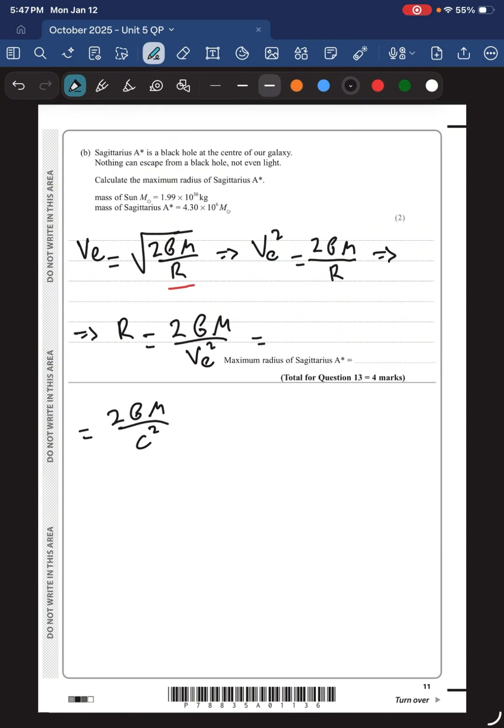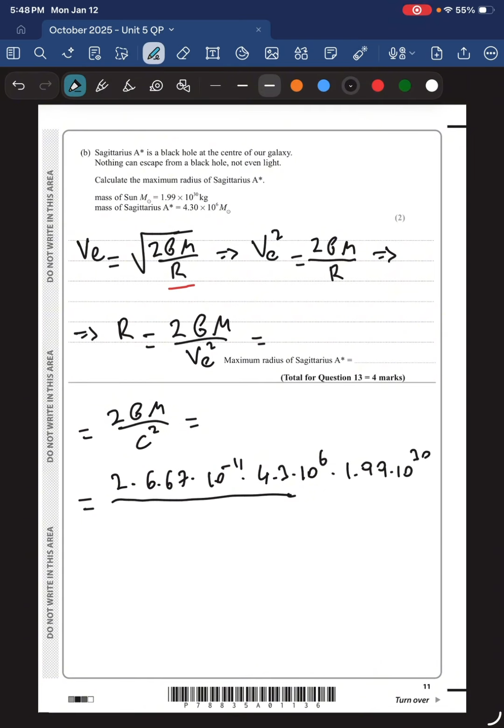All right, if we plug in numbers, this is 2 times 6.67 times 10 to the negative 11, and then the mass is 4.3 times 10 to the 6, and then the mass of the sun, which is 1.99 times 10 to the 30. These are really large numbers, and then we have to divide by the speed of light squared.